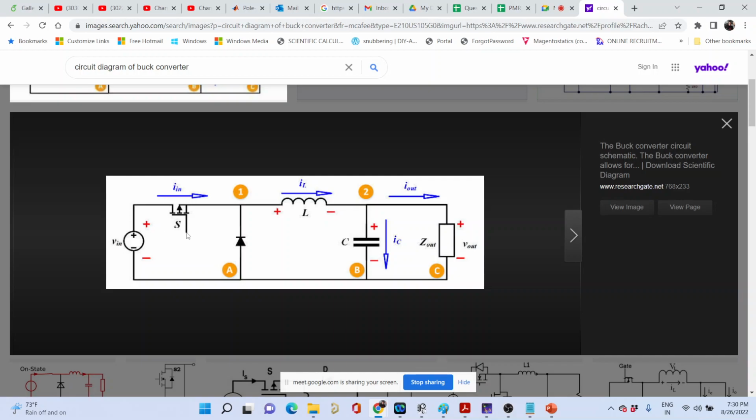Gate pulses, sir. Yes, correct. You need to have a gate pulse. So this is the gate, this is the drain, this is the source. You need to connect a gate driver which will give you a positive pulse, right? Yes, sir.